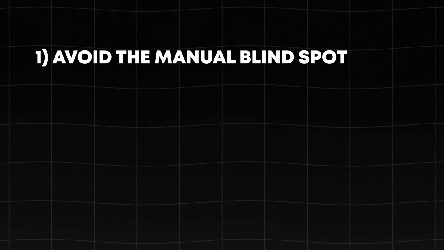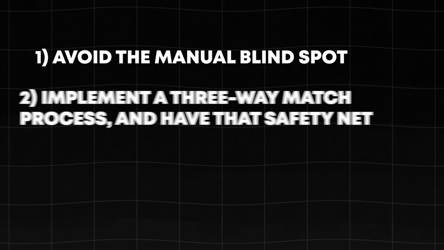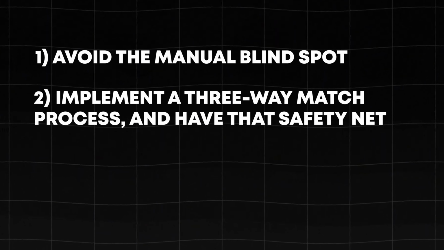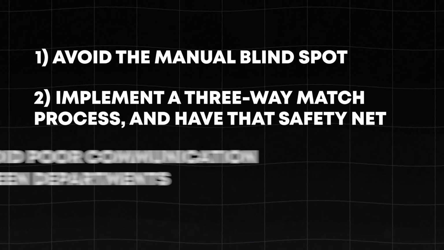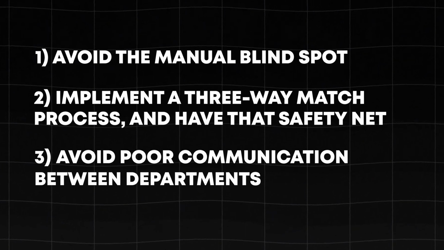So just to do a recap, here are the three simple strategies. Number one, avoid the manual blind spot: have one place to receive all your invoices. Number two, implement a three-way match process and have that safety net. Number three, avoid poor communication between departments. Have one single place for everybody to collaborate.